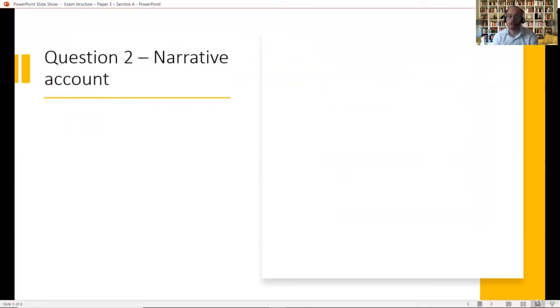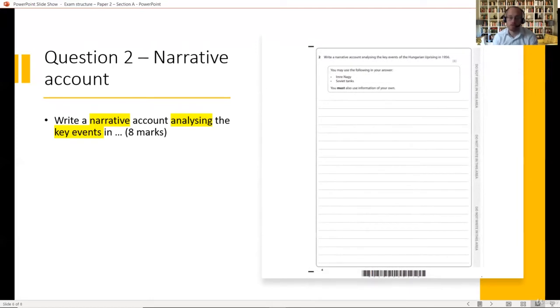Question 2 is the narrative account question. All right, and this question will come up as: write a narrative account analyzing the key events in. So I've highlighted the key words in this question. I think that's important for you to do as well, maybe highlighting the key words that come up in the question when you approach this in an exam. So there's 8 marks for this question. That's how it comes up in an exam.